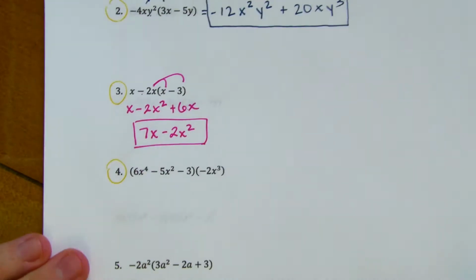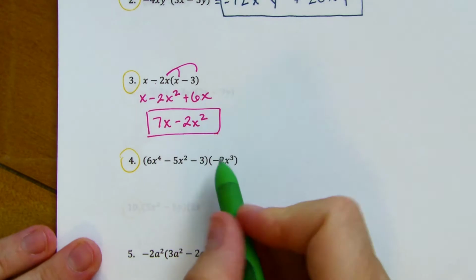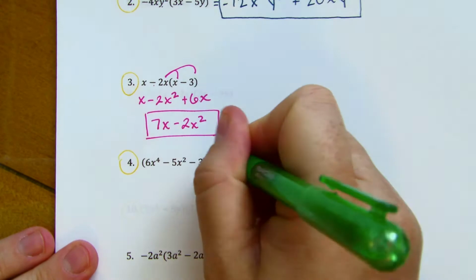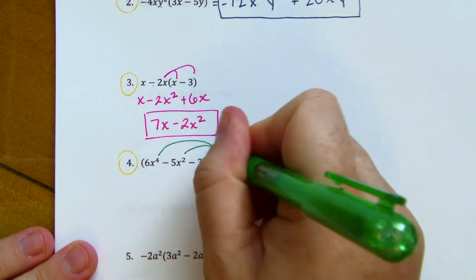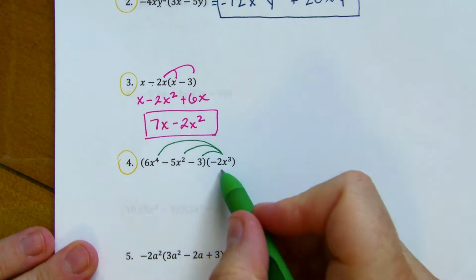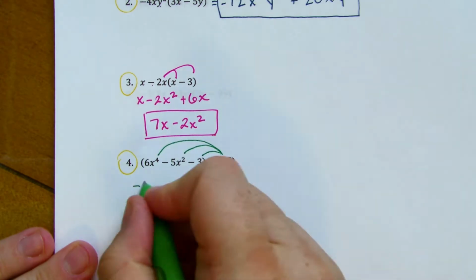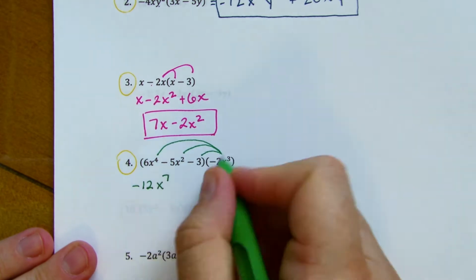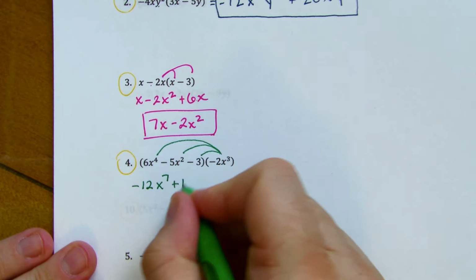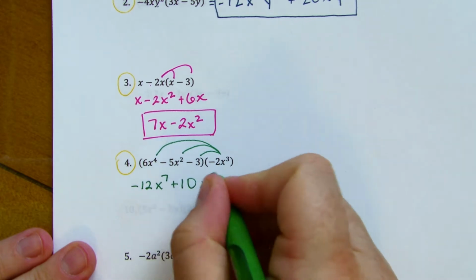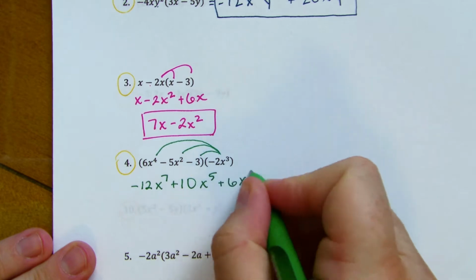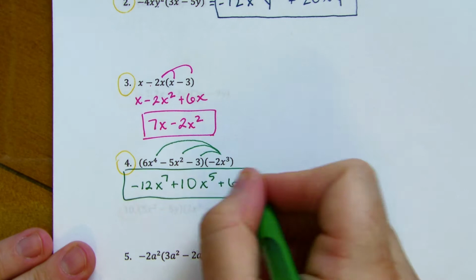Now the next example, it looks like it's significantly more complicated, but it's actually not. This -2x cubed is still just one term. And even though it's on the end, it's still just being distributed to each of these terms. So -2 times 6 is -12. x to the 4th times x cubed is x to the 7th. -2 and -5 is positive 10. x squared and x cubed is x to the 5th. And then -2 and -3 is positive 6x cubed. And that's our answer for that one.